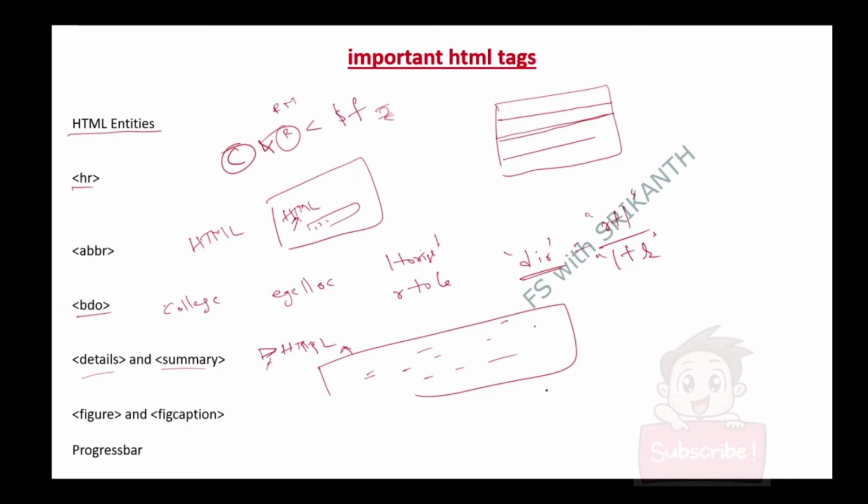So generally we are using the img tag. With the help of the img tag, we can insert an image on our web page. And when you use the figure tag, this figure tag contains figcaption. With the help of figcaption, we can place a title to this image. This is the image title. You understood? Then progress bar.